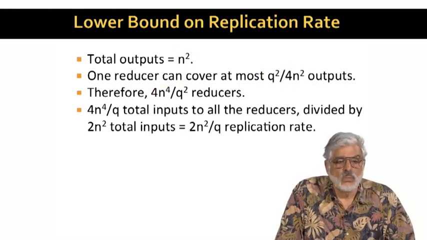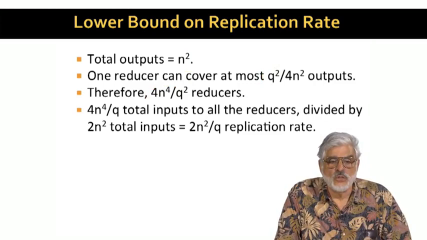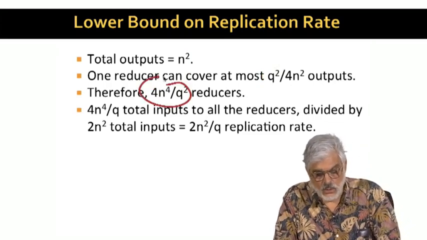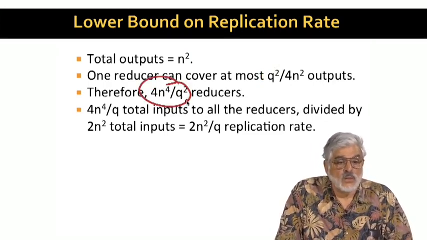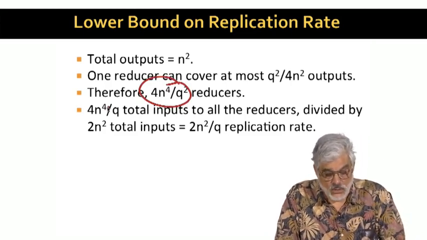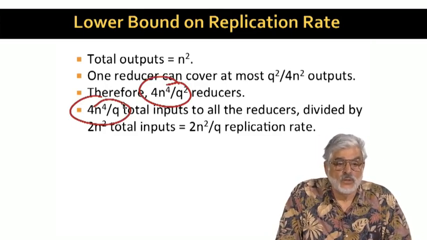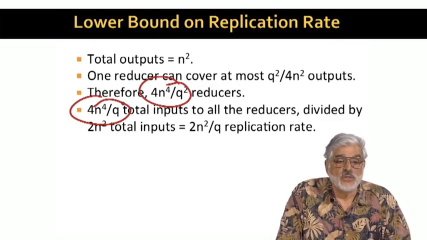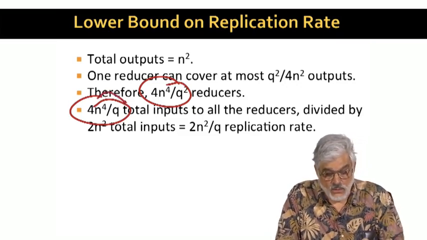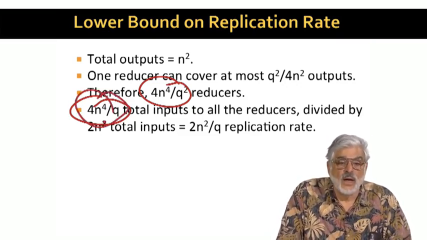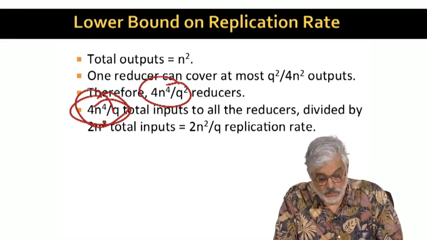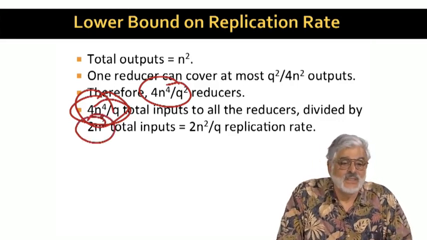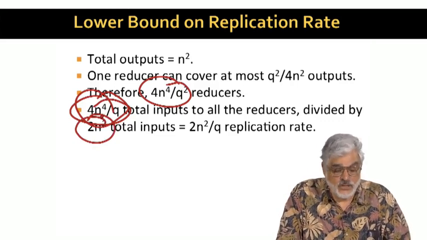Now, we know that the total number of inputs summed over all the reducers is Q per reducer times this number of reducers, or this. That is 4n to the fourth divided by Q. We also know that the total number of inputs is 2n squared for each of the two argument matrices. When we divide this, again, by 2n squared, we get the replication rate from here.